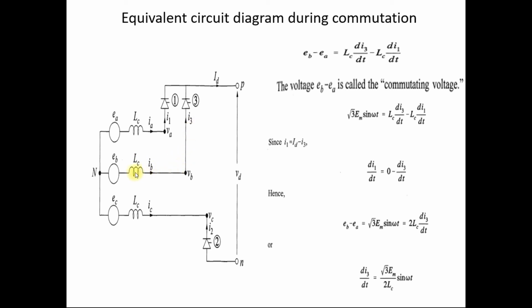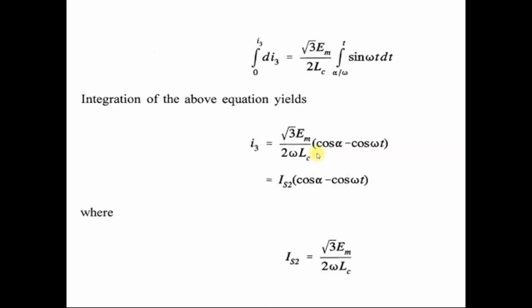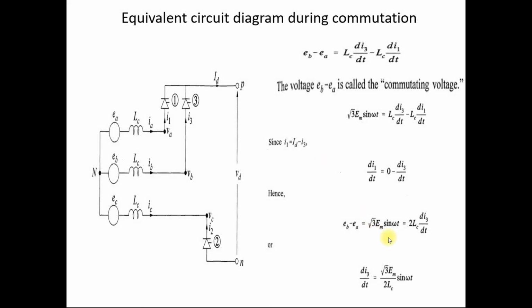I3 is the current flowing into this phase. So VB is equal to EB minus LC di3 by dt. Here I write this equation: VA is equal to VB is equal to EB minus LC di3 by dt. As we see in the last expression, LC di3 by dt is equal to EB minus EA divided by 2. So we can replace LC di3 by dt by EB minus EA by 2.